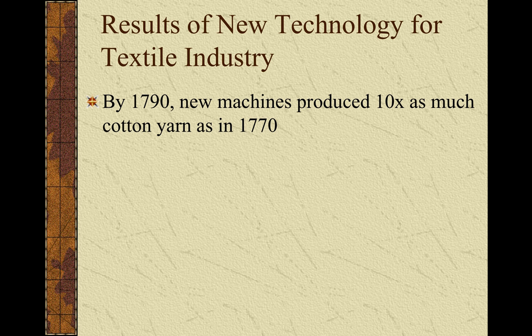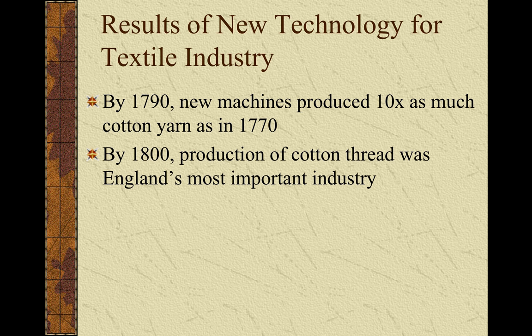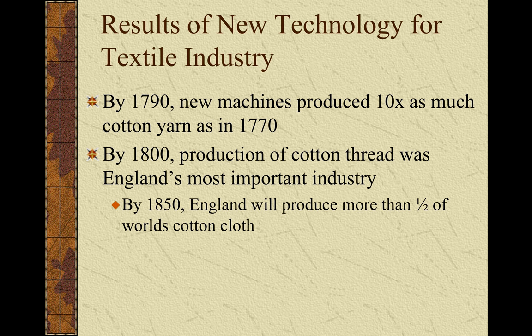The results of the new technology for the textile industry. By the late 1700s, you're seeing these new machines produce way more cotton yarn, way more textiles than before. Great Britain is going to produce by 1850 more than one half of all the world's cloth. What? A little island being able to do that? Well, that's machinery. So Great Britain is going to be way far ahead, and they're going to be able to produce a lot more with their new technology.